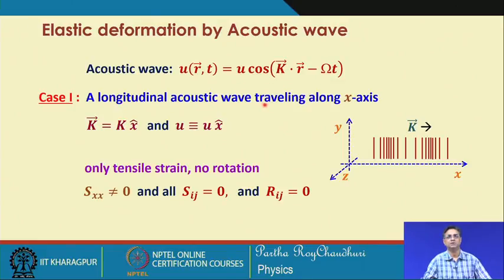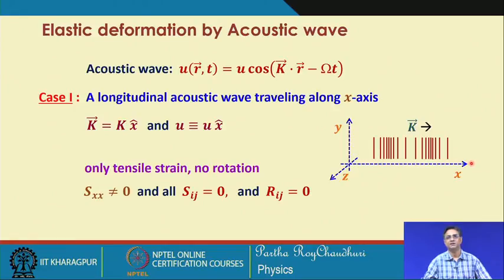So, a longitudinal acoustic wave which is travelling along the x direction will create, because it is longitudinal, a periodic compression and rarefaction in the medium. As a result, the medium will be deformed all along the length of the propagation of the acoustic wave. We can represent this k equal to k times x, where k is the magnitude, and the deformation, a vector u, can be represented as u times the x unit vector. So, only tensile strain and there is no rotational strain in this case.